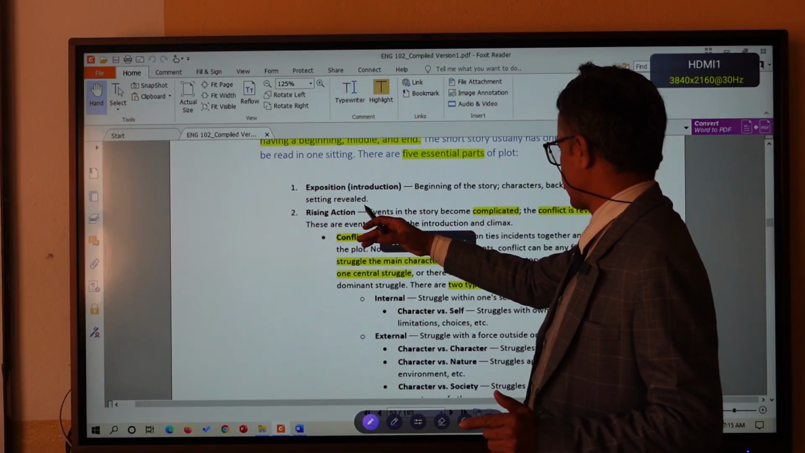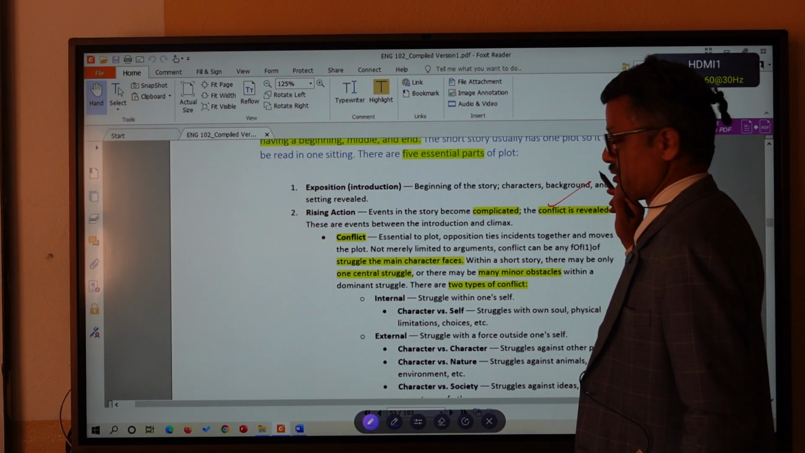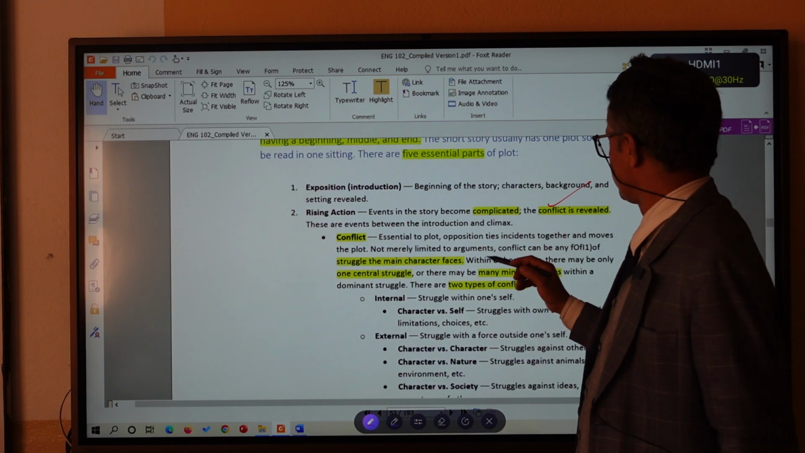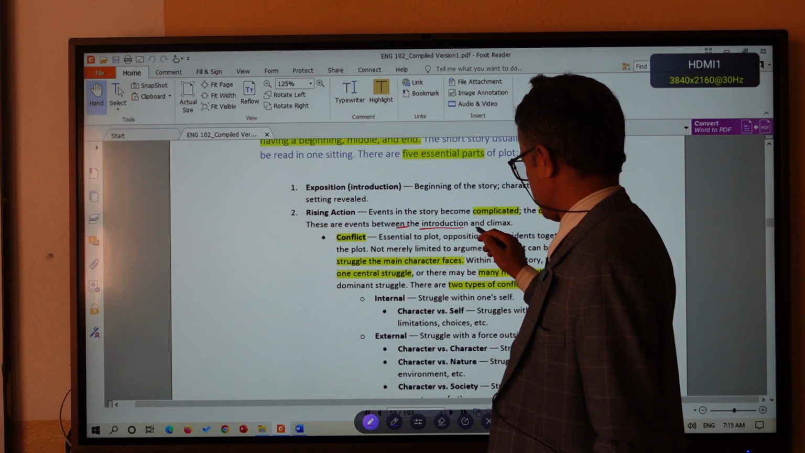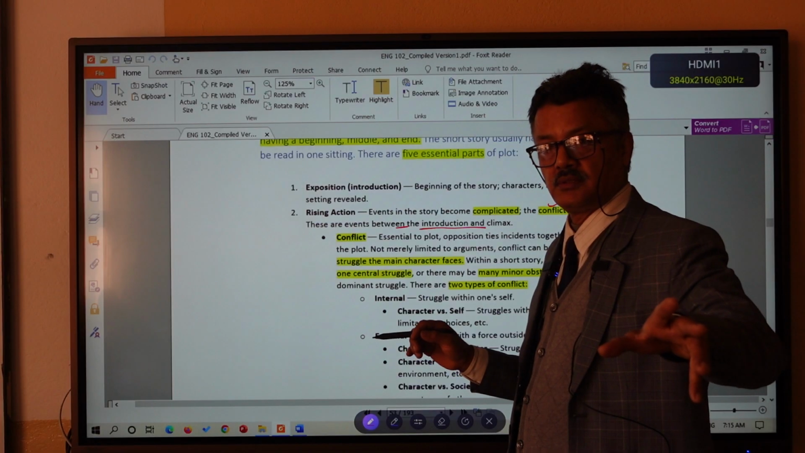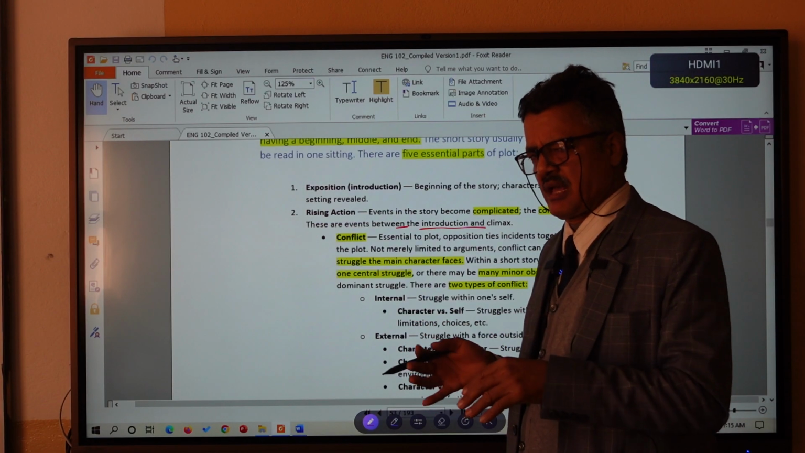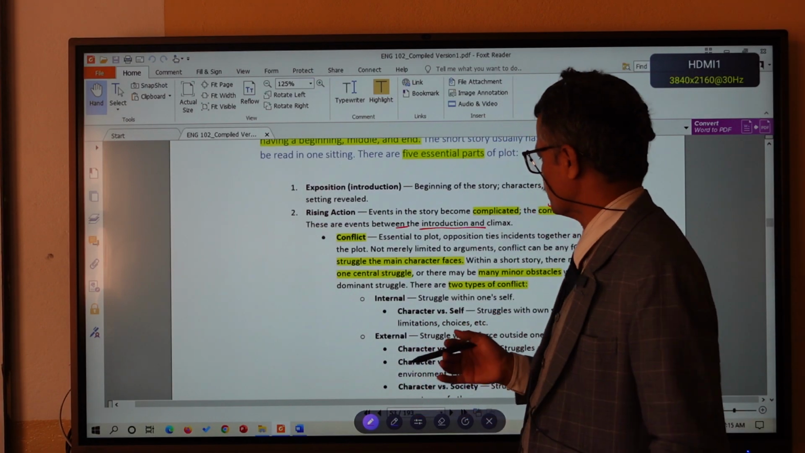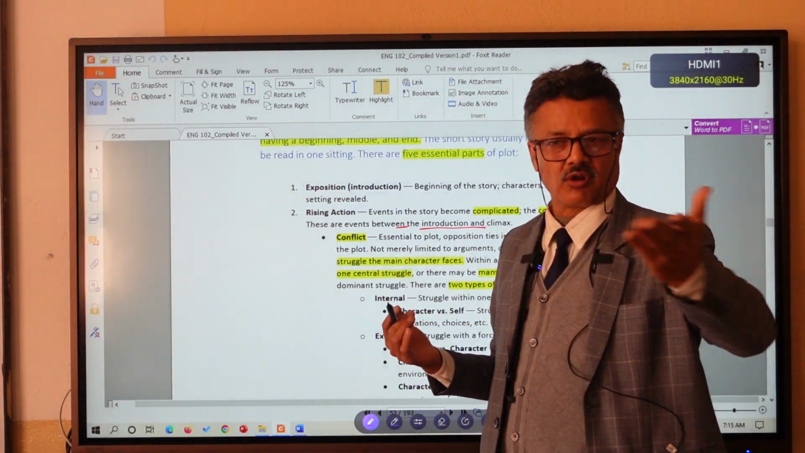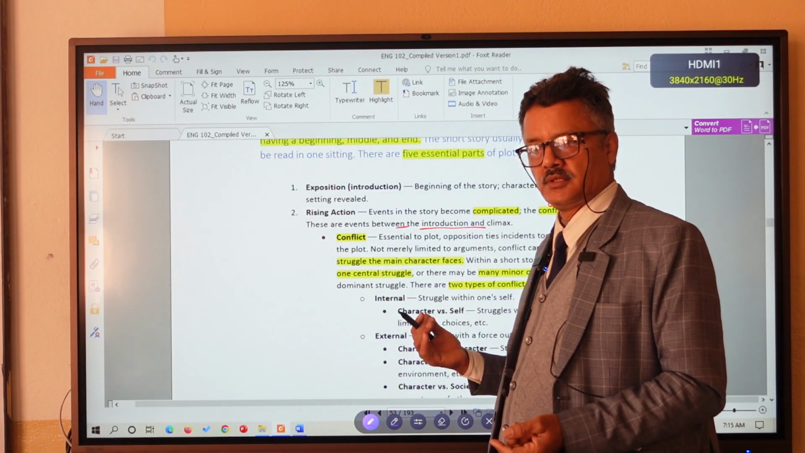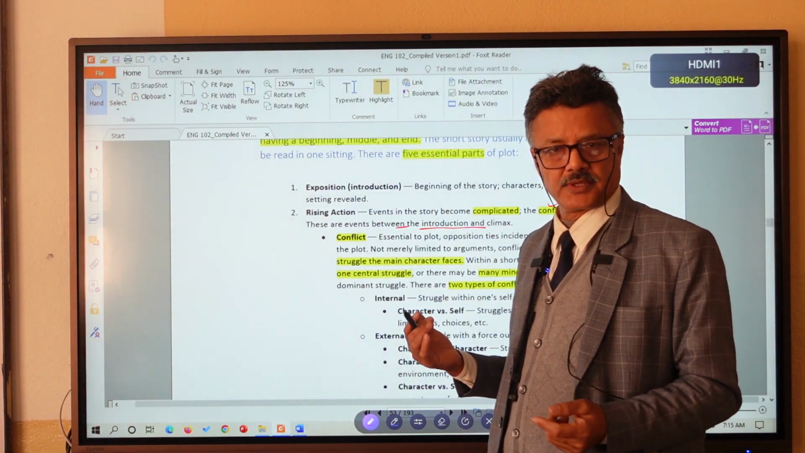I showed you rising action, right? I showed you conflict, how conflict is revealed. These are events between the introduction and the climax. Okay, dawn is the introduction, and you see one climax in the second part, 1962. Though I wish we could read the whole novel. Somebody might like to read the whole novel. There is a soft copy available. I can mail you. I have the soft copy if you want to read it.